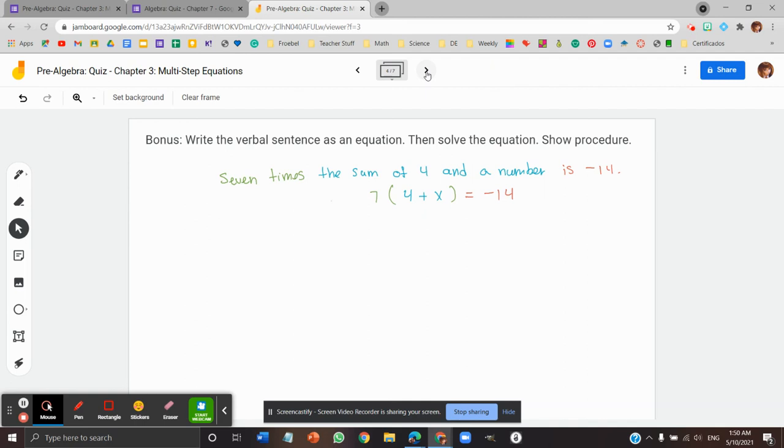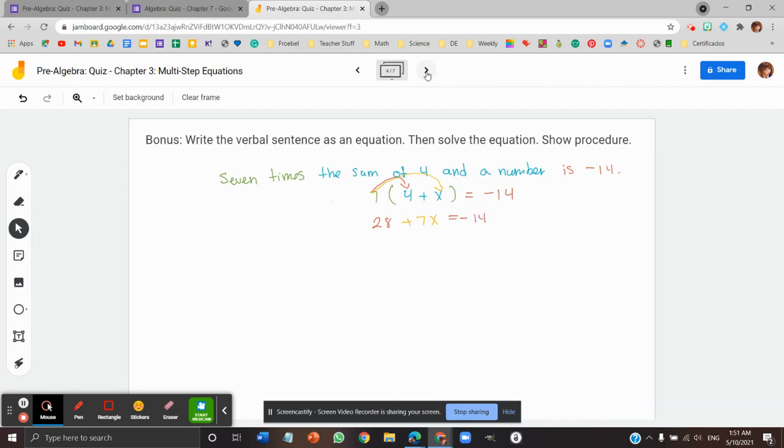Now let's solve it so I will know what x is. Again, I cannot solve for what is inside of it. I have to use the distributive property. 7 times 4, that would be 28, right? 28. We look for another color. And 7 times x is 7x equals negative 14.